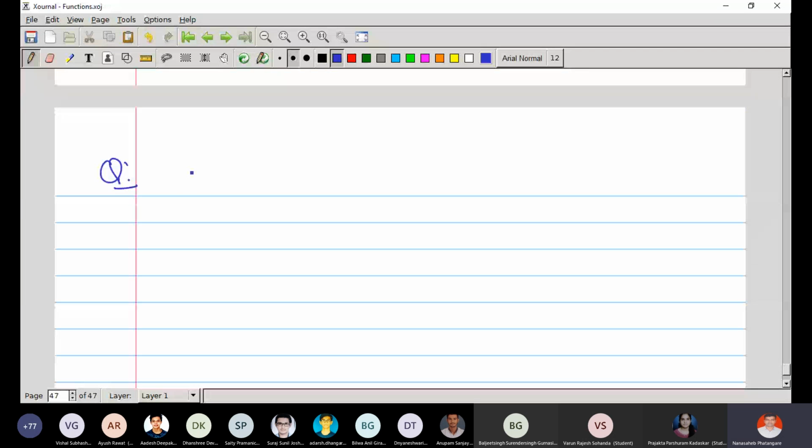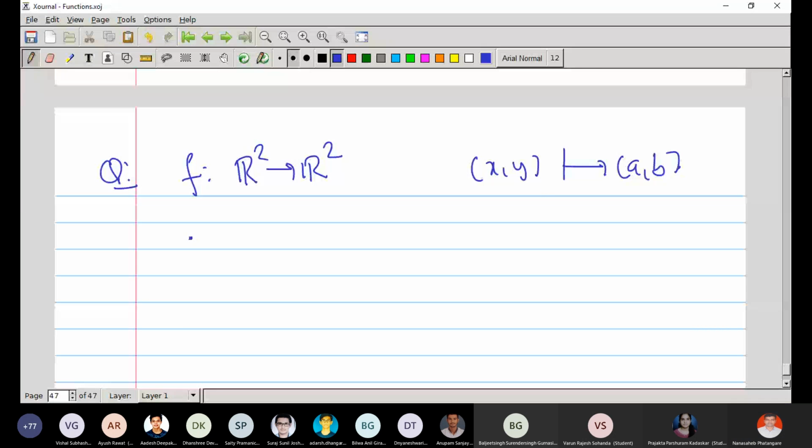Now I want to define f from R2 to R2. Can we define a function from R2 to R2? That means if I have an element in R2, I want an element in R2. Is it possible? For example, f of (1, 2). What is f of (1, 2) in this case? x plus y, x minus y.